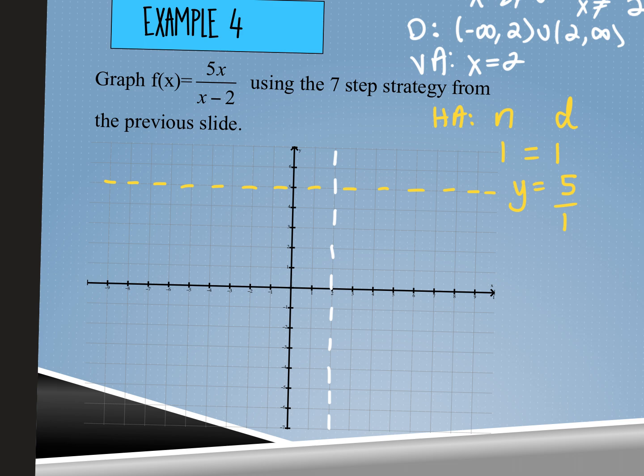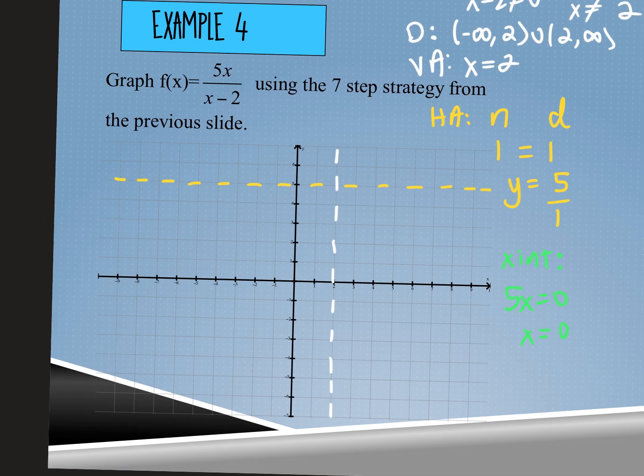So let's do some other things that would help us graph. Let's find the x-intercepts, or the zeros. Look at your cheat sheet. How do you find the x-intercepts? Set what equal to 0? Numerator. So I say 5x equals 0. So x equals what? 0. So where is this graph going to cross the x-axis? At 0. Okay, so 0, 0.